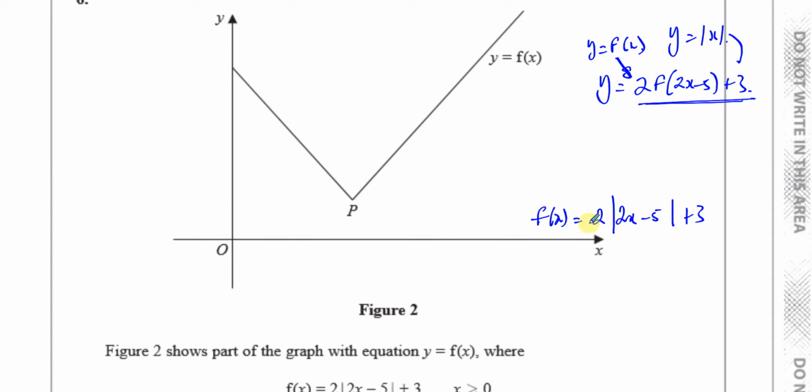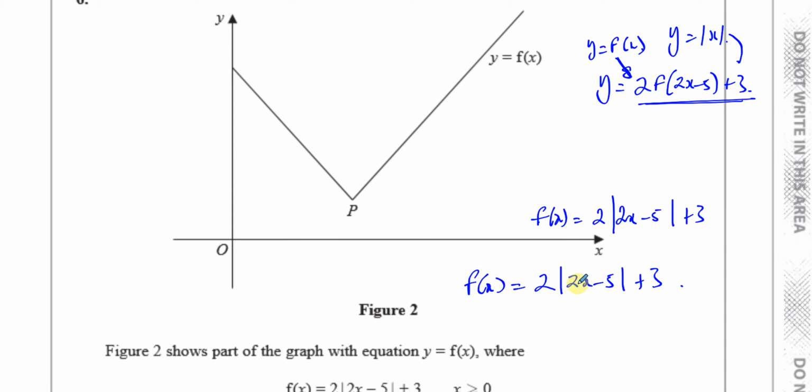A third option, which is probably the easiest in this case, is to look at the equation f(x) equals 2 times the modulus of 2x minus 5, plus 3, and treat it similarly to completing the square in quadratics. When we complete the square we end up with an expression which is squared, meaning that expression will always be either positive or 0.